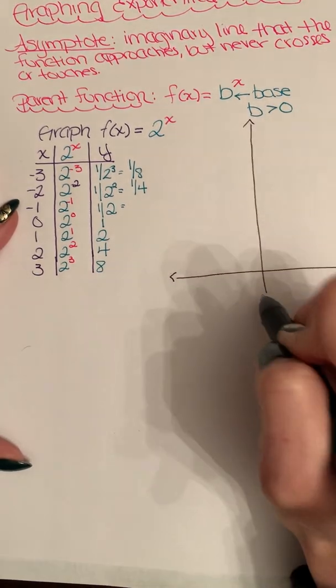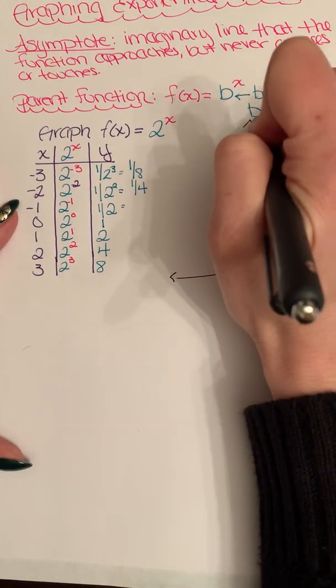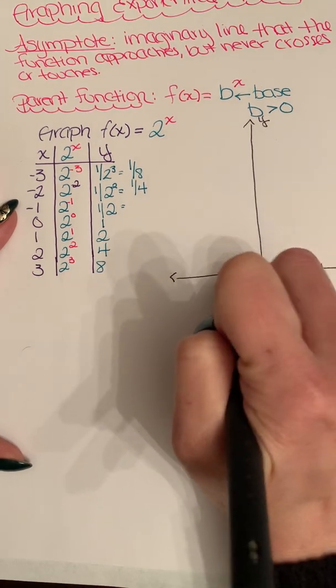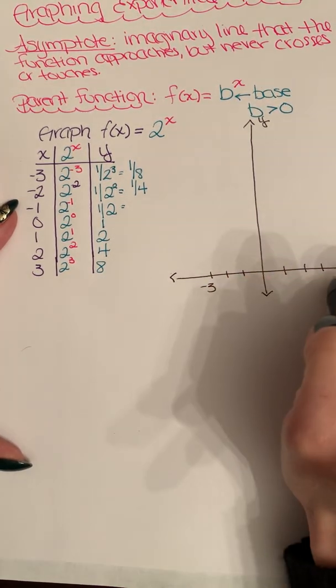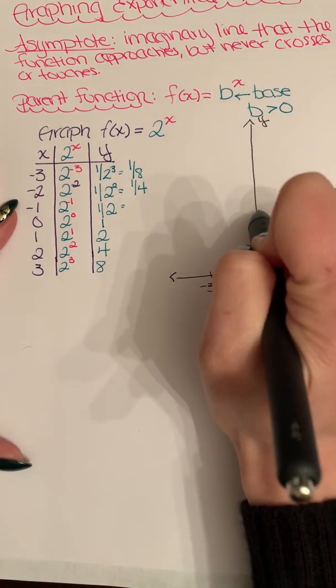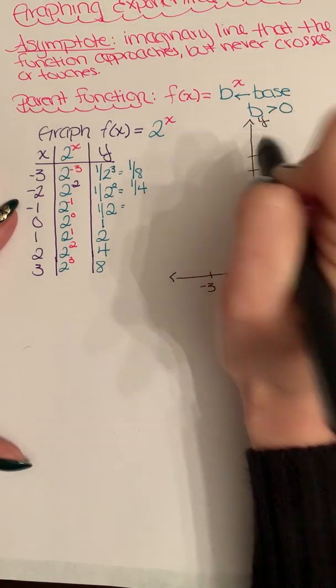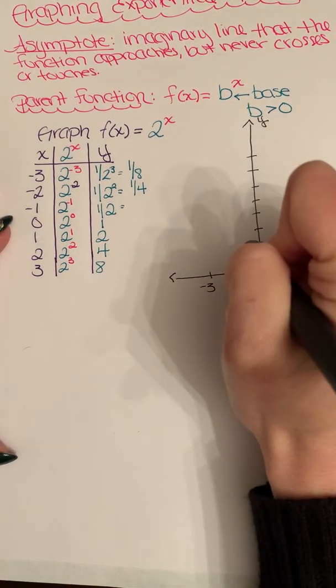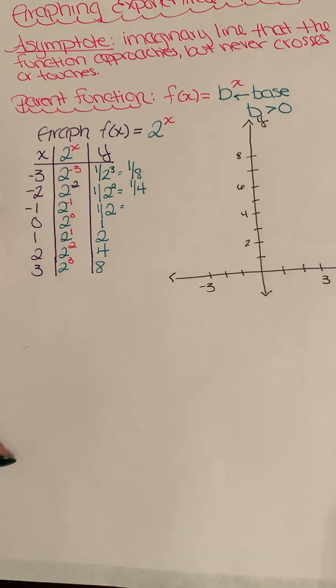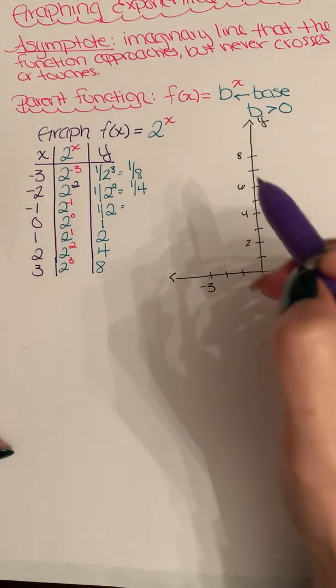So I have my x-axis, my y-axis. I only went to 3 and -3, and I went up to 8. So 1, 2, 3, 4, 5, 6, 7, 8. So 2, 4, 6, 8. All right, so now let's plot our ordered pairs.